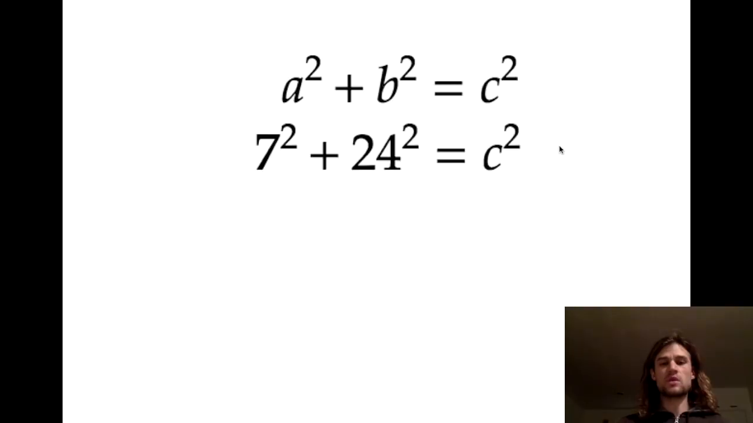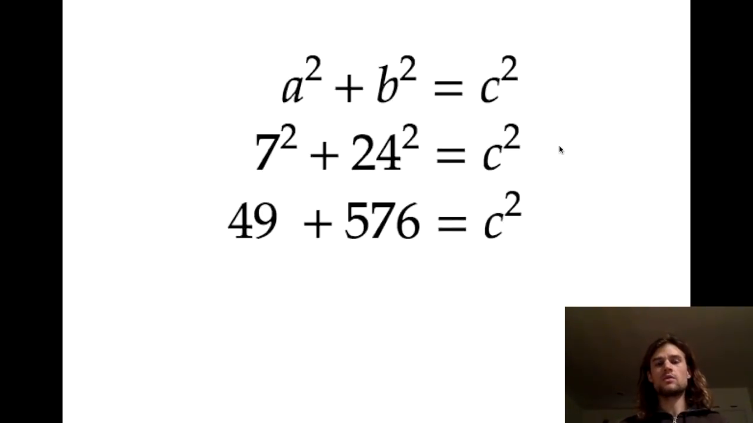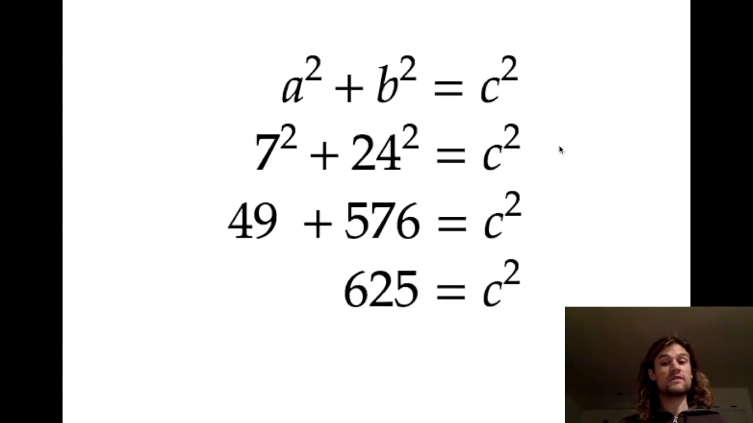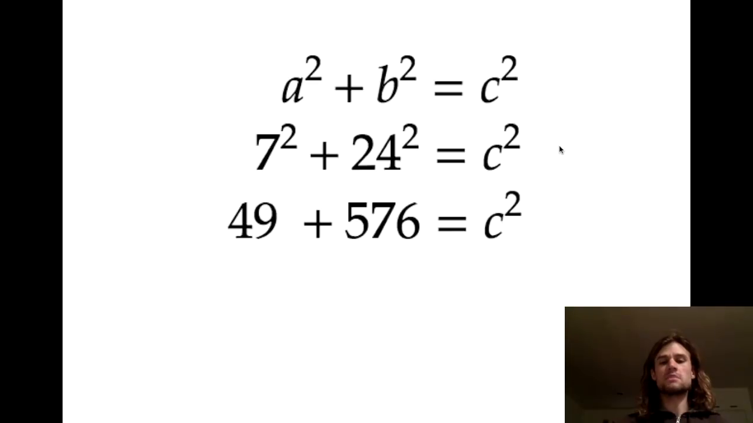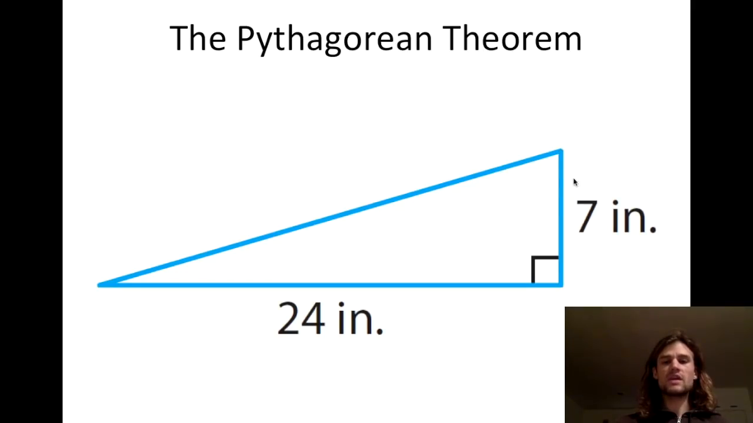A is 7 squared. B is 24 squared. C, still unknown. Now we square them, 49, 576. C, still unknown. We add 625. We take the square root. We end up with C equals 25. Let's check our answer, make sure it makes sense. Here we go. The Pythagorean theorem, 7, 24, 25 inches indeed makes sense.